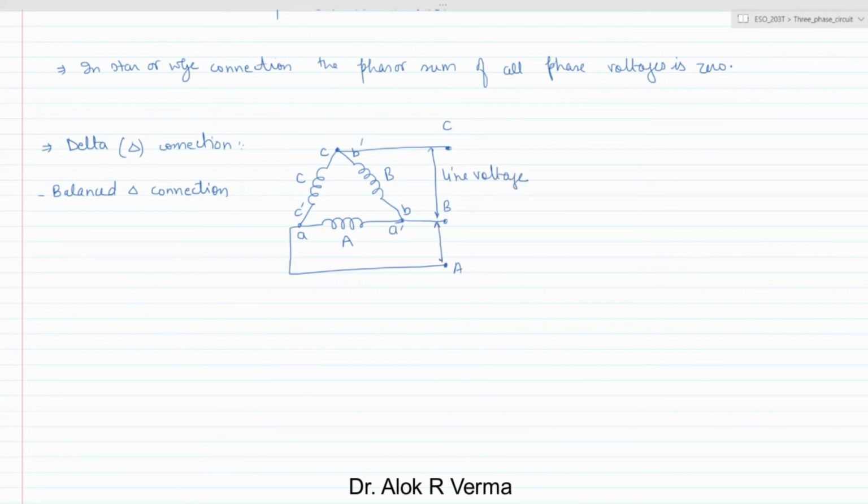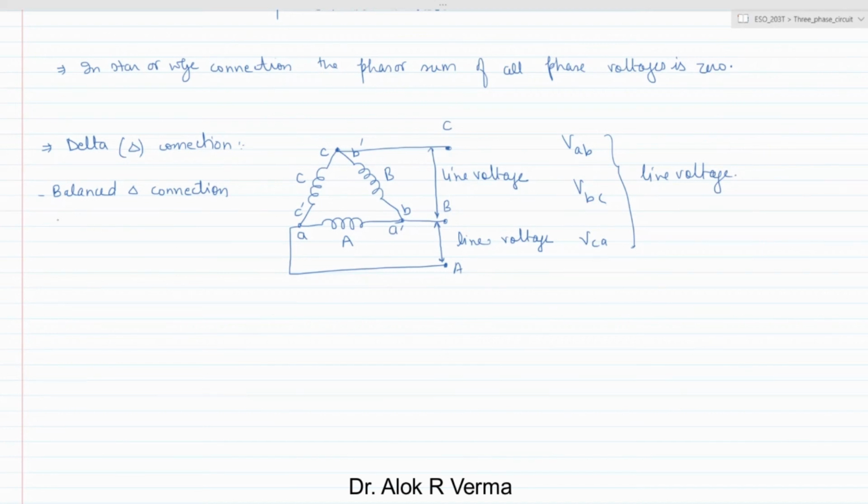This is line voltage. Why is this line voltage? Because this is between the two voltage terminals. So VAB, VBC, and VCA, these three voltages will be measurable with respect to each other. These are basically line voltages. Line voltages are measured with respect to each phase only. There is no neutral in this case.